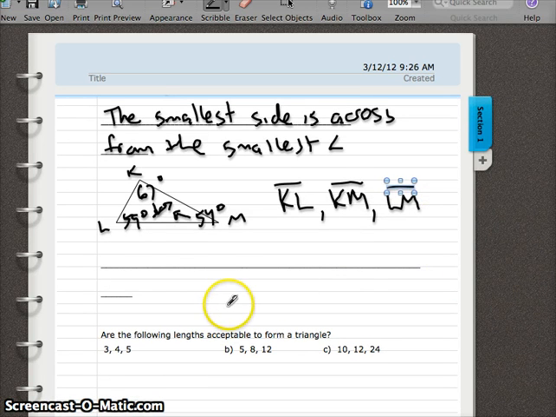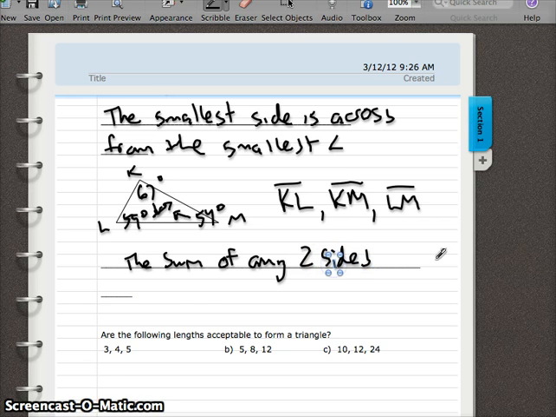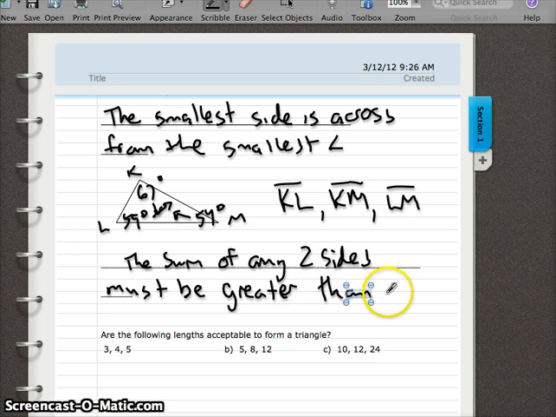So if we sum that up, we have this next theorem. The sum of any two sides must be greater than, we're going to use an inequality statement here, greater than the other side. The other side.